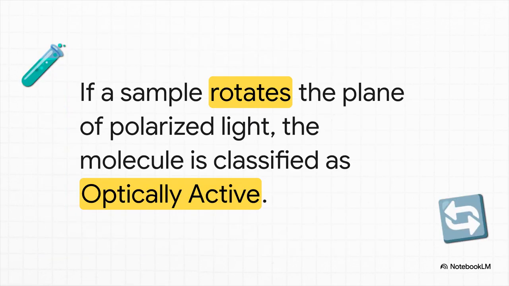And the test itself is super straightforward. If the light goes in vibrating, say up and down, and it comes out still vibrating up and down, well, then the molecule is optically inactive. Nothing to see here. But if it comes out vibrating at a different angle, if that plane got rotated, then bingo, we've found ourselves an optically active molecule.